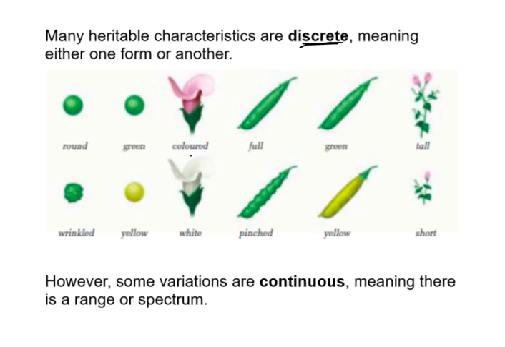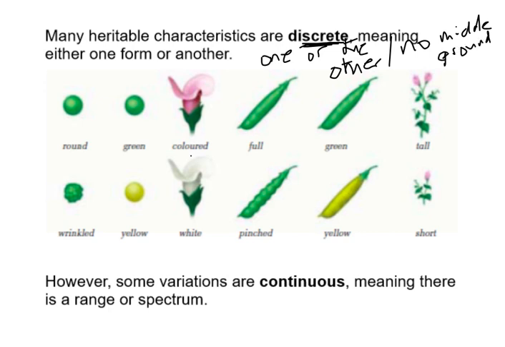So those are the two words I need you to know. Discrete is like one or the other, no middle ground. That's discrete. Continuous is where it could be kind of in between. I think this one right here would be discrete again. Either it's white or it has some color to it. What about short and tall? Is short and tall discrete or continuous?